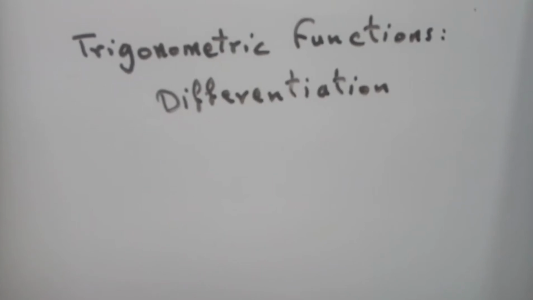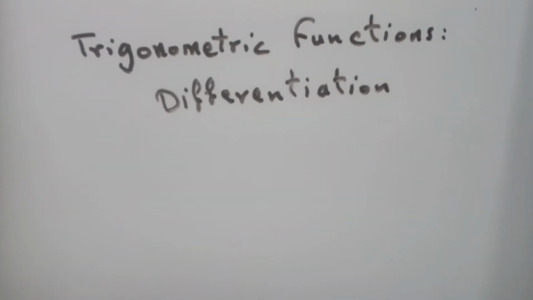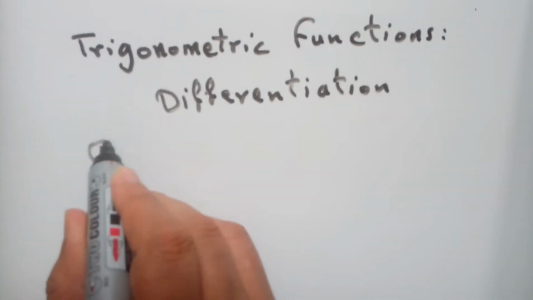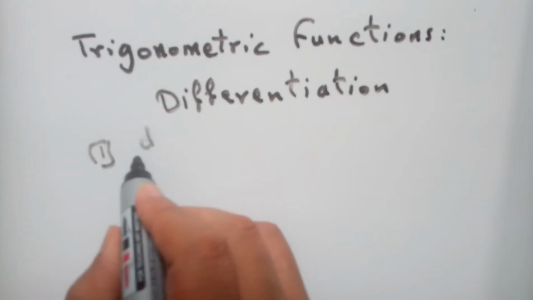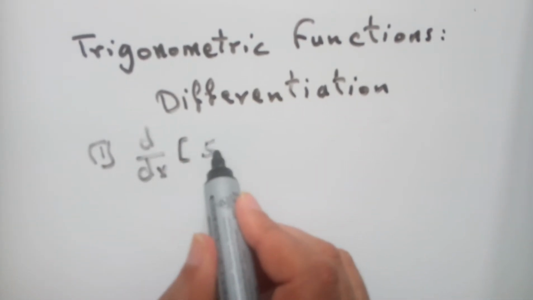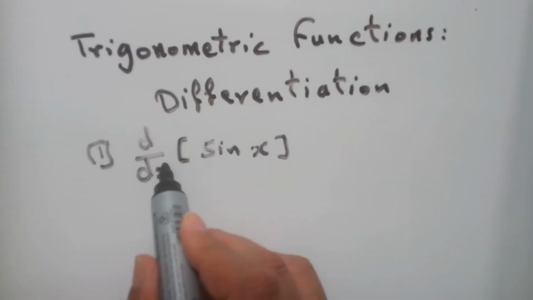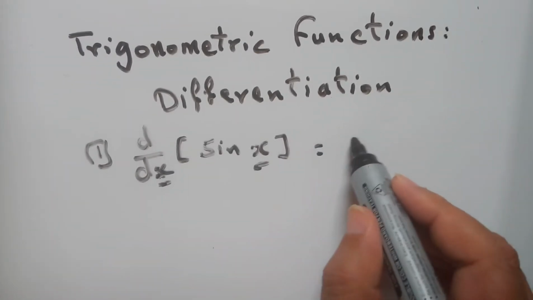Hello everybody. Now I would like to talk about trigonometric functions differentiation. We have different rules for the trigonometric functions, like number 1, the derivative d dx for sine x, it will be cosine x.